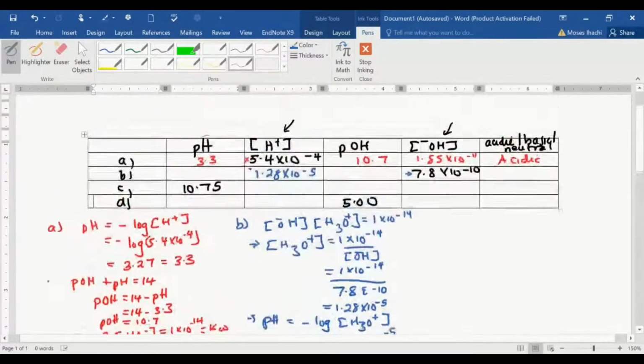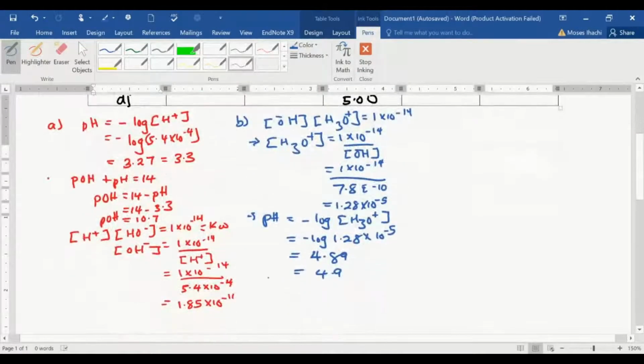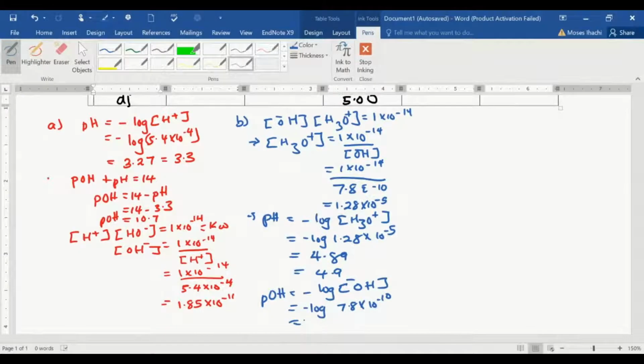So pH is 4.9. Again, it's below pH 7, so this is acidic. And of course pOH is easy to find. pOH should be negative log concentration of the base. The concentration of the base was given as 7.8 times 10 to the power minus 10. So we'll say negative log 7.8 exponent minus 10. I get it to be 9.1.